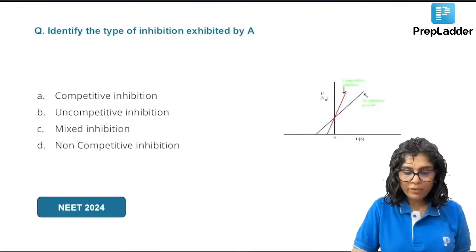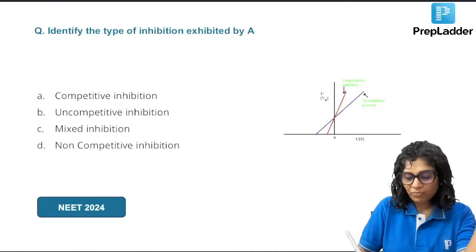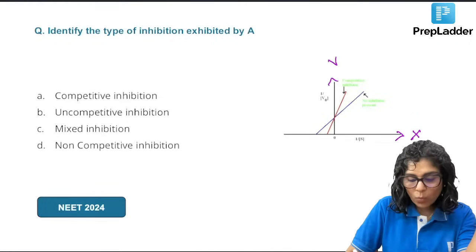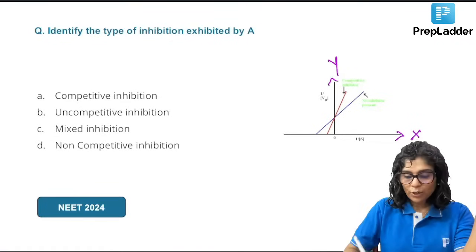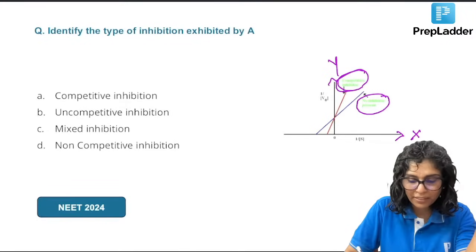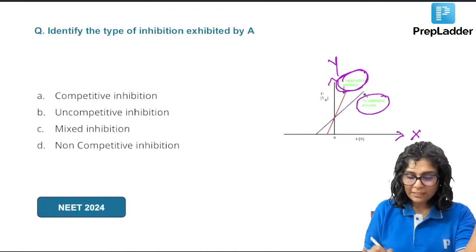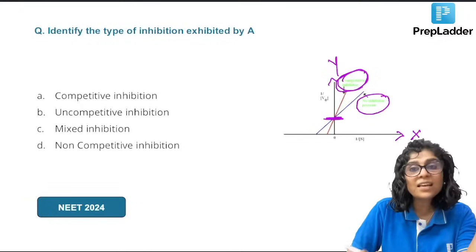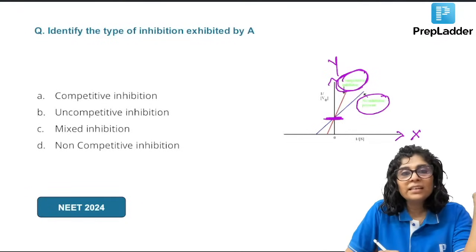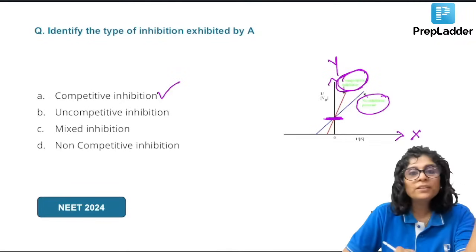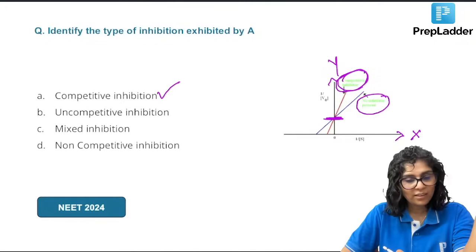Identify the type of inhibition exhibited by A. So you know along x-axis it is 1 by S, along y-axis it is 1 by V. You see two lines. One is no inhibitor, the other one is the presence of an inhibitor. What has happened to Vmax? Vmax is unaltered. If Vmax is unaltered, what type of inhibition is it? It is competitive inhibition.